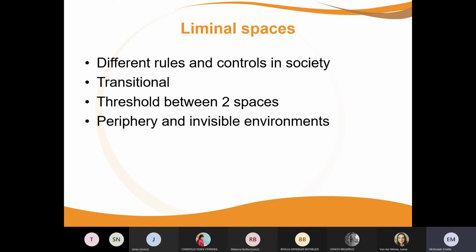So for instance, an airport or a station or a bus stop, that's a transitional space because it's sort of in between somewhere and somewhere else. It can also be a threshold between two spaces, like a window or a doorway or a passage, something like that. Those are liminal spaces. Those types of liminal spaces are on the periphery, and they are an invisible environment.